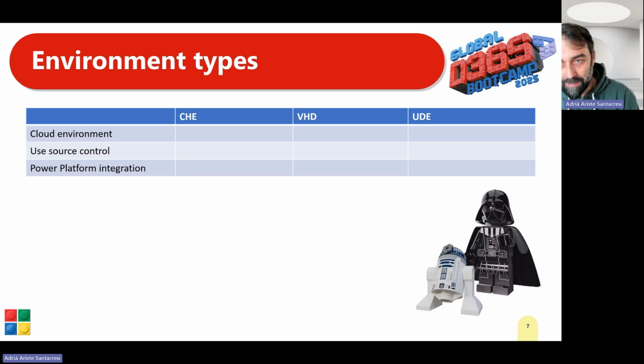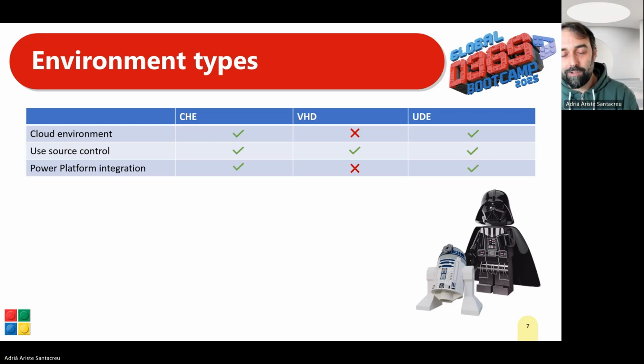This is a really small comparison, so you can see the table. We have the cloud-hosted environments, BHD and UDE. Cloud-hosted environments and UDE are cloud environments, and the BHD is not a cloud environment. So cloud-hosted environments are deployed on your customer or your Azure subscription, and UDE environments are created on the Power Platform Admin Center, so they consume Dataverse capacity. All of them use source control. I mean, that's good.